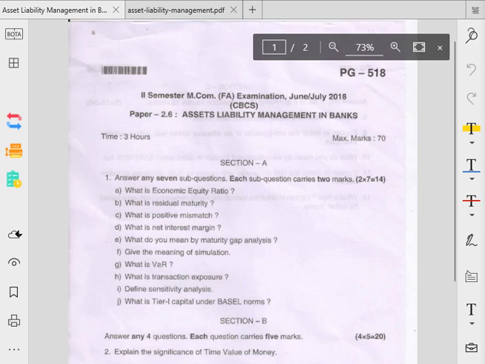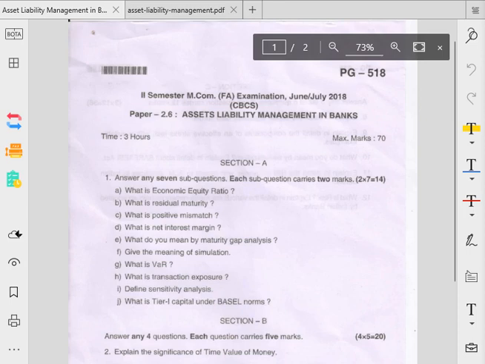Okay, so the bank's average interest earning assets are $100. In a year, the interest income was $6 and the interest expenses paid were $3. So the NIM is interest income minus interest expenses, 6 minus 3, divided by the interest earning assets, that is divided by $100, which is equal to 3%. So net interest margin is 3%.